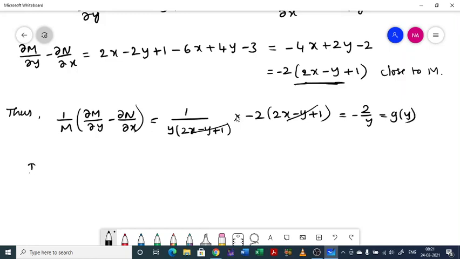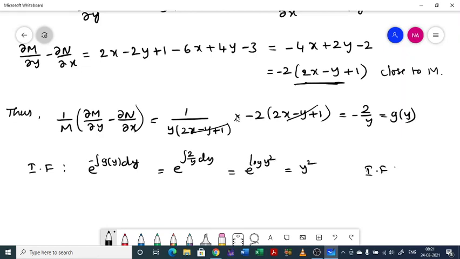So the integrating factor will be e power minus integral g of y dy. So minus g of y, that is, it will be 2 by y dy. So you can check this, it will be e power log y square. So the integrating factor is y square. So you got the integrating factor.